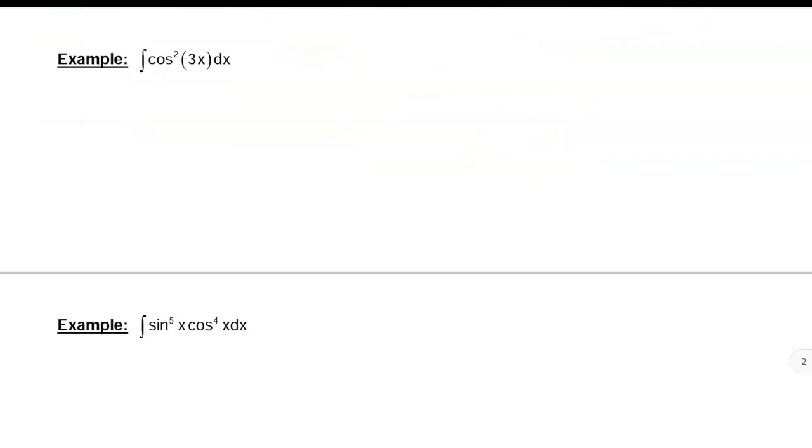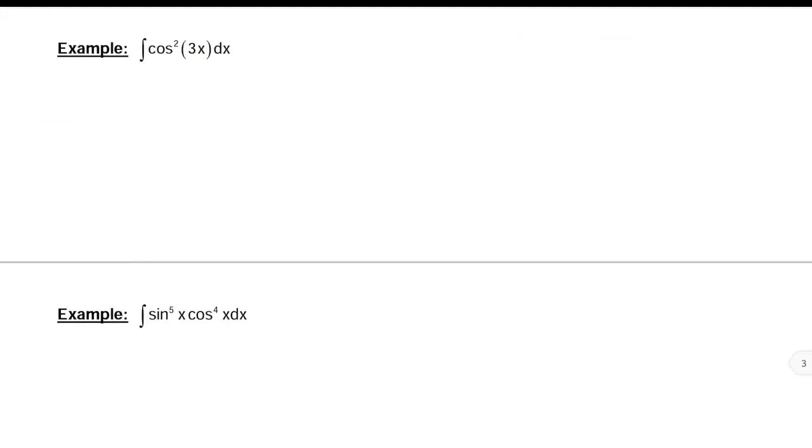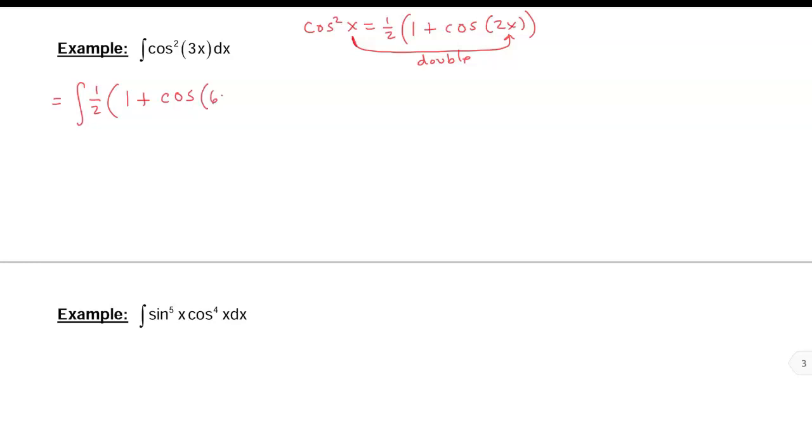The next example is some reviewing of trig functions once again. This one might be helpful if you remember your cosine squared substitution. Remember, cosine squared can be substituted with 1/2, 1 plus cosine of 2x. And remember that whatever angle you have after the squared term, you actually double the angle when you make this substitution. So I'm going to write this down here. Cosine squared is going to get replaced with this 1/2 parentheses 1 plus cosine, and I'm going to double the angle from a 3x to a 6x.